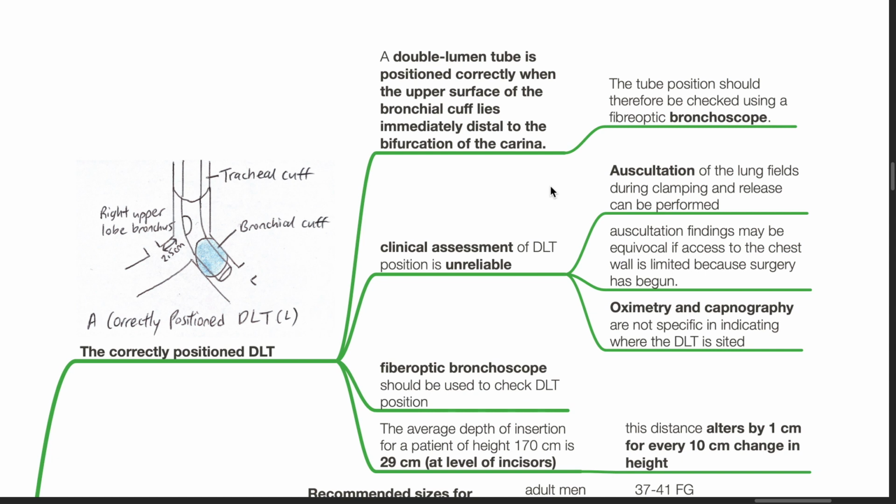Auscultation of the lung fields during clamping and release can be performed. Auscultation findings may be equivocal if access to the chest wall is limited because surgery has begun. Oximetry and capnography are not specific in indicating where the DLT is sited. Fiber optic bronchoscope should be used to check DLT position.